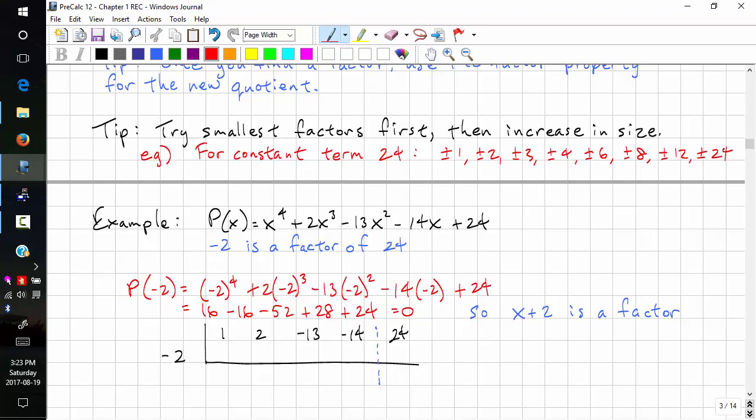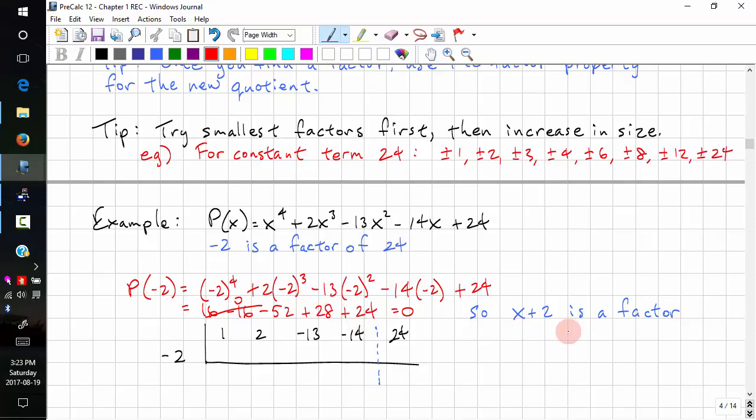Negative 14 times negative 2 is 28, and add 24. So we can add all the positives, add all the negatives, and see what we get. Well, 16 minus 16, that's 0. Then we just have to check to see if this is 52. Well, 8 plus 4 is 12. So we carry the 1 plus 2 plus 2, that's 52.